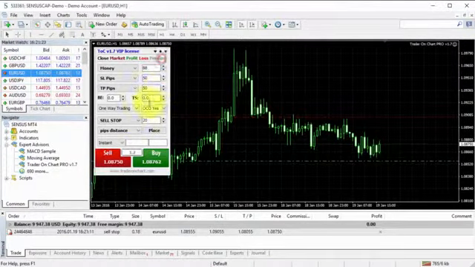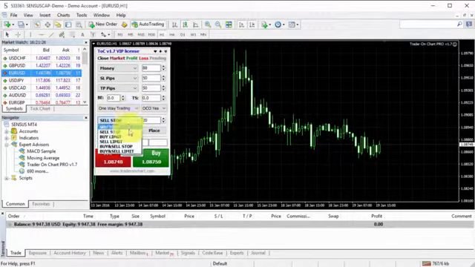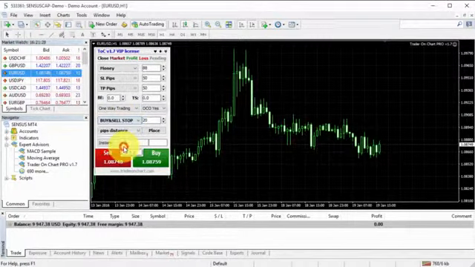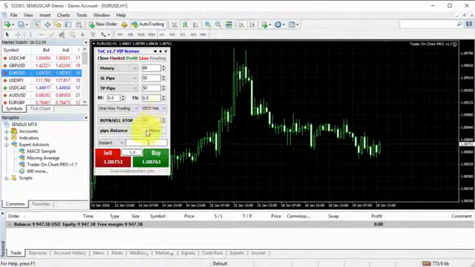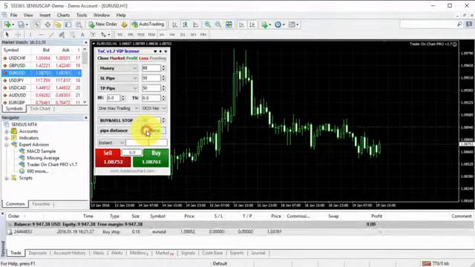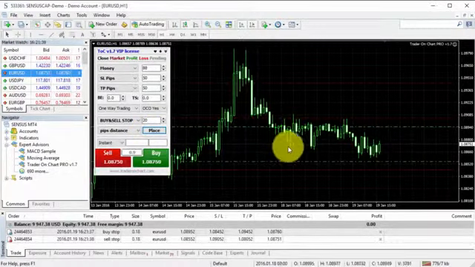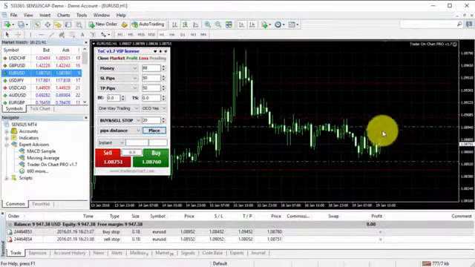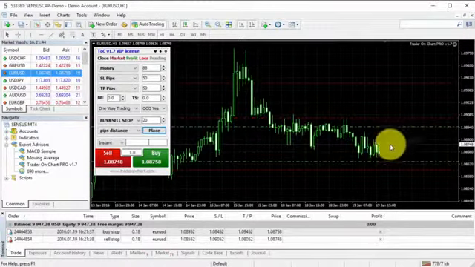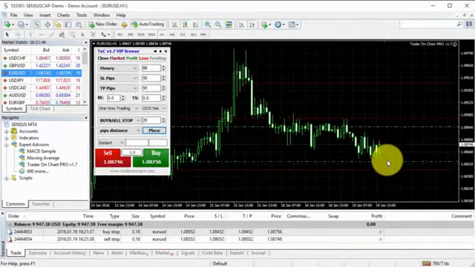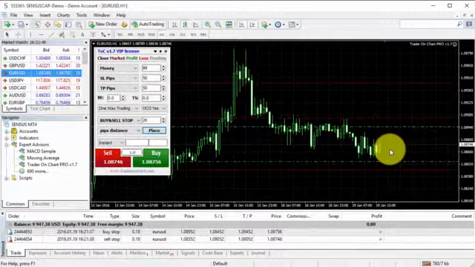Now the cool thing about this is that you can choose buy and sell stops, and if I decide to place at 20 pips distance, it will happen like this. I click place button, and it will place a buy stop 20 pips above and a sell stop 20 pips below. So this is something that news traders use a lot.